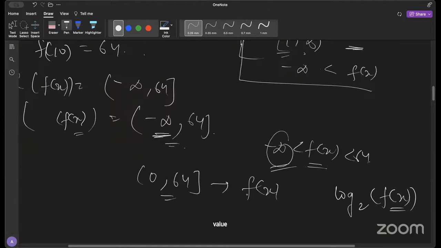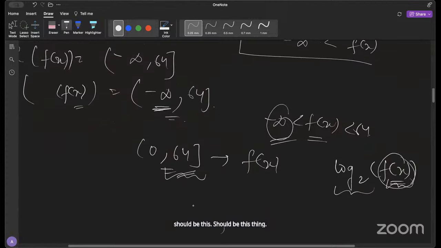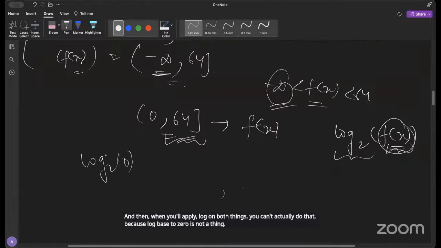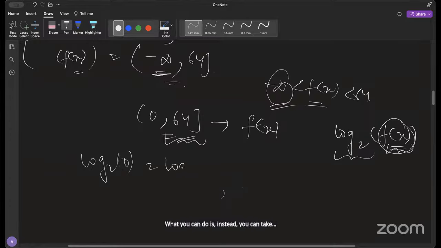f(x) should be in the valid domain for log. I'm talking about this thing first. The valid range that you should be considering here, which is obviously also the domain of log base 2, should be this. And then when you apply log on both sides, you can't actually do that, because log base 2 of 0 is not a thing. What you can do instead is take log base 2 of x as x tends to 0 on the positive side. This is about limits, and I don't want to go there.